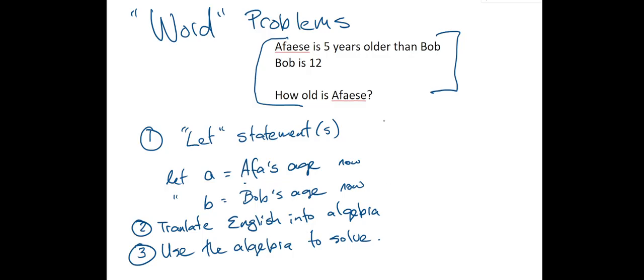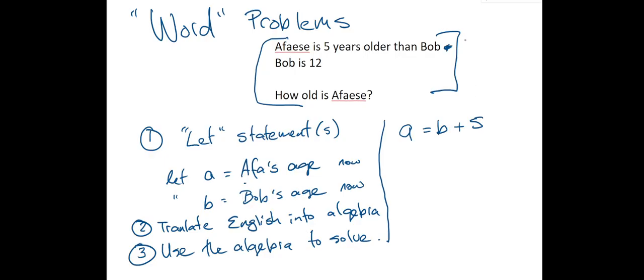Let's do it with this one here. So I'm going to say let A be Arthur's age, B be Bob's age. Okay, so it says Arthur is 5 years older than Bob. So I just want to take this first bit. Arthur is 5 years older than Bob. Okay, two ways we could write that. Arthur's age now is equal to Bob's age if we added 5 years to it.